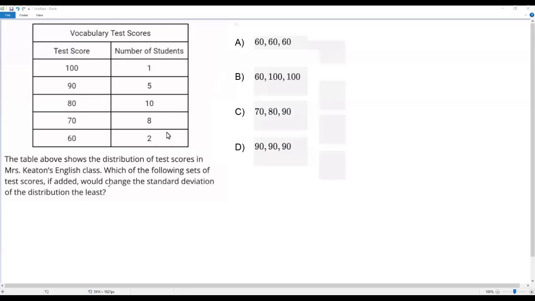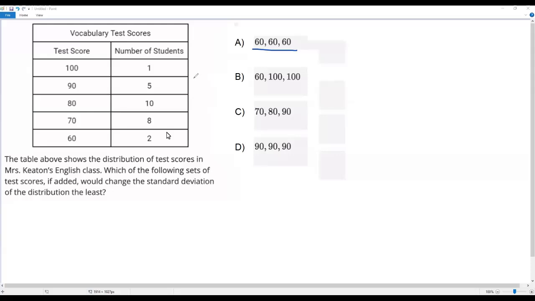Now, according to the question, which of the following sets of test scores? We have 4 sets of test scores in the 4 options, and we have to find the one which changes the standard deviation of the distribution the least. For example, let's consider option A. If I add these 3 test scores into the data set, the standard deviation will become greater or smaller. Consider all these 3 test scores, 60, 60, 60.